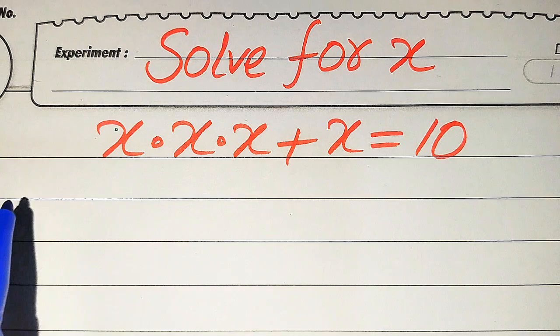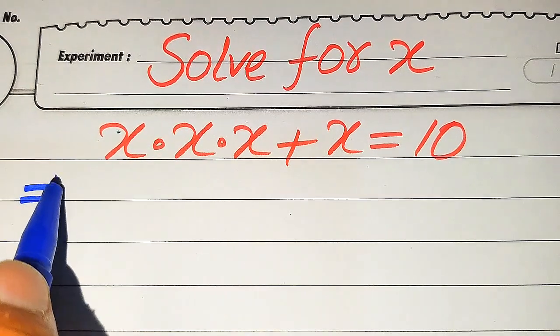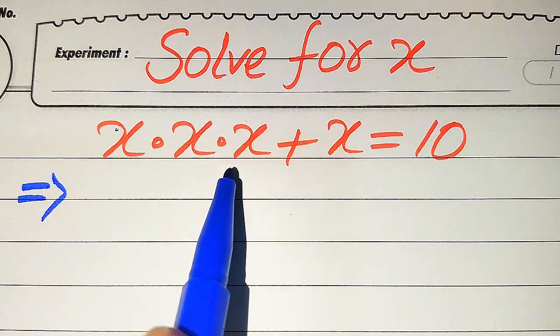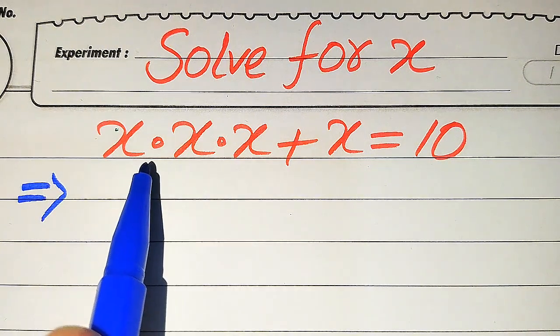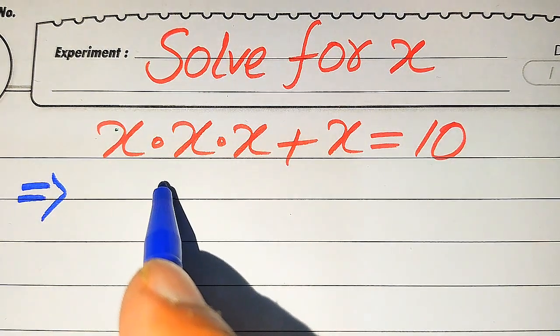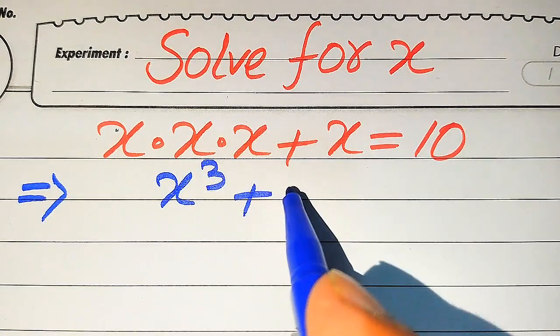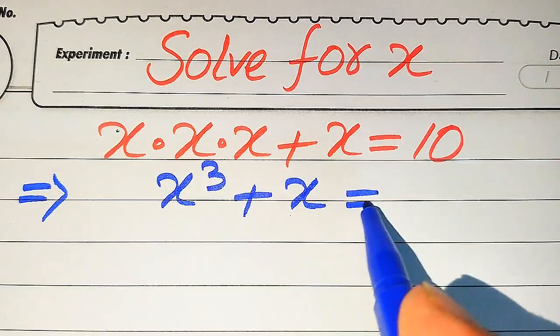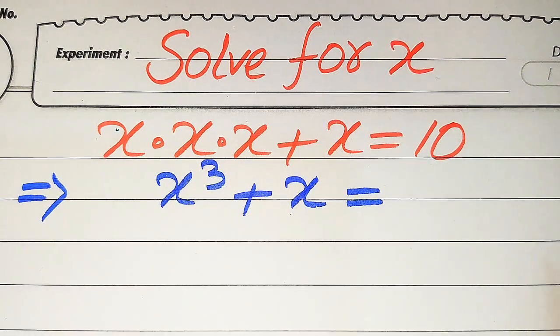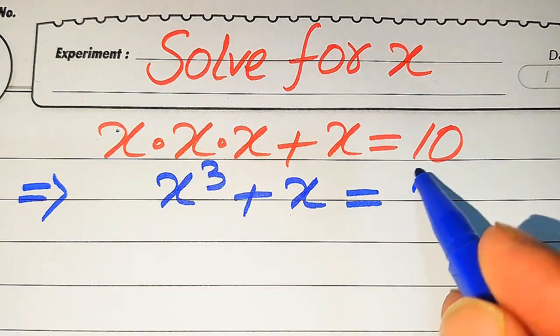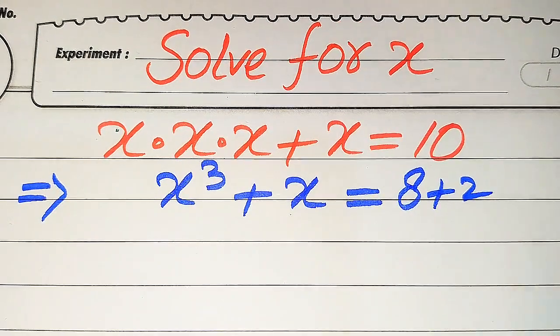So we move towards the solution of this problem, and the very first thing we are going to do is, here you see that x is multiplied by itself 3 times. When we multiply x 3 times, it becomes x cubed plus x is equal to 10, and here we break this 10 as 8 plus 2.